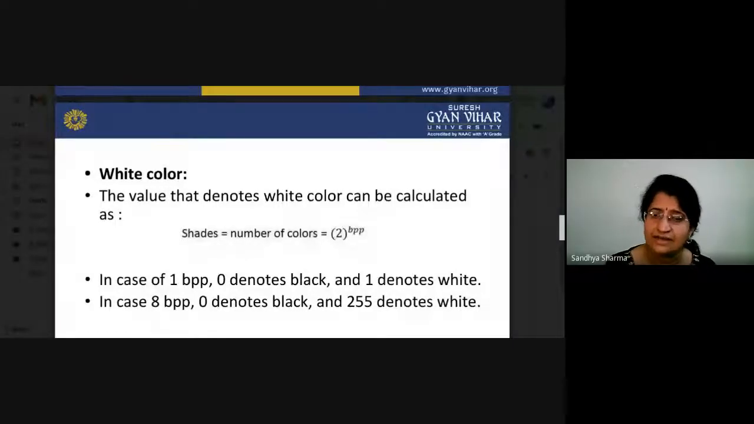If we are talking about 8 BPP, then 0 is black and 255 will denote the white color. So what about the highest value? That will be denoted as white color. So we can say that yes, there is no fixed value which can denote the white color. That will depend on the number of BPP you are using to represent your image pixel.